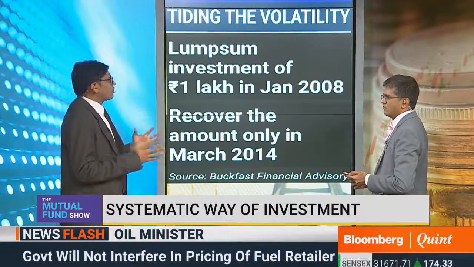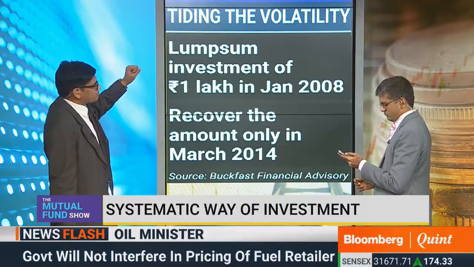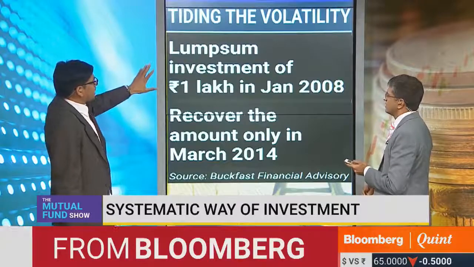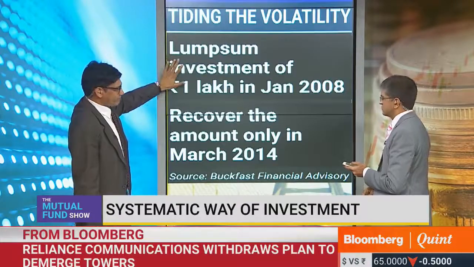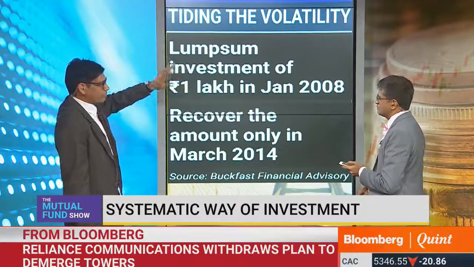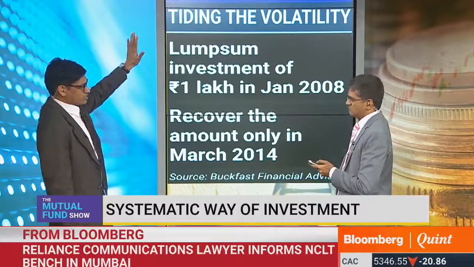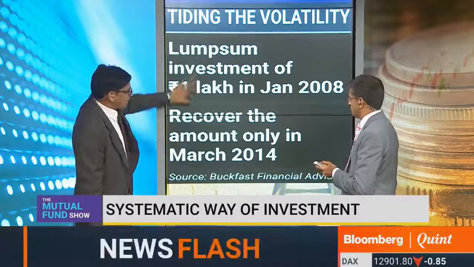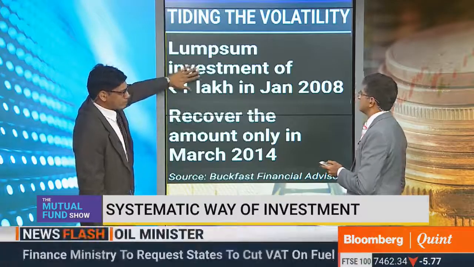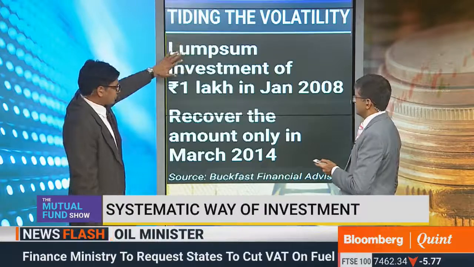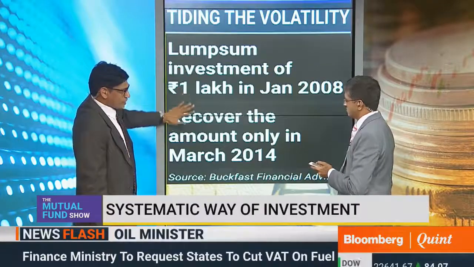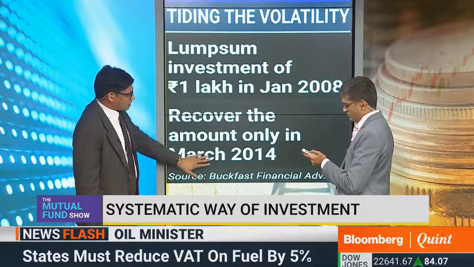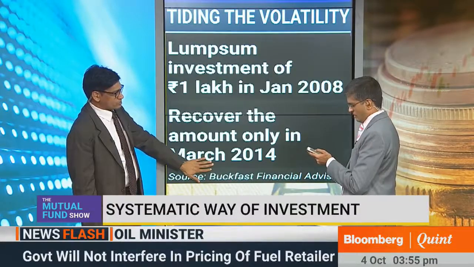So I took an illustration of, for instance, the peak of the market in January 2008. Suppose you invested 1 lakh rupees on 8 January 2008, when the Nifty hit 6,000 for the first time. It closed at about 6,000 level. When the Nifty went down, the amount also went down. It took 6 years for Nifty to come back to the 6,000 level.